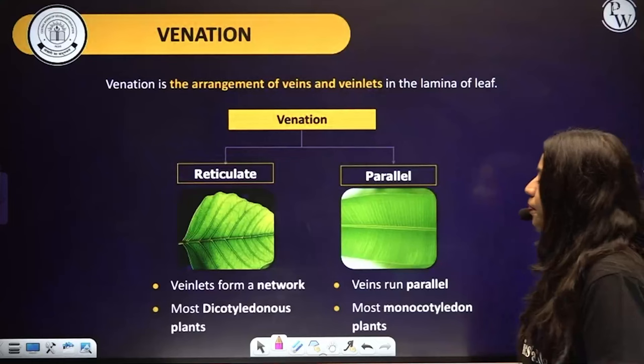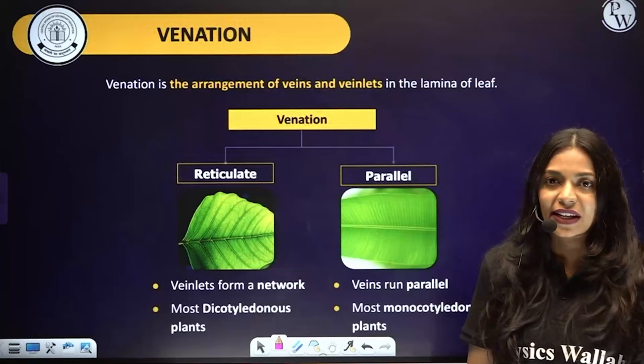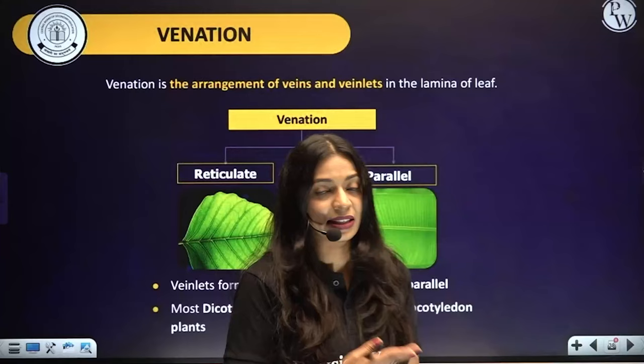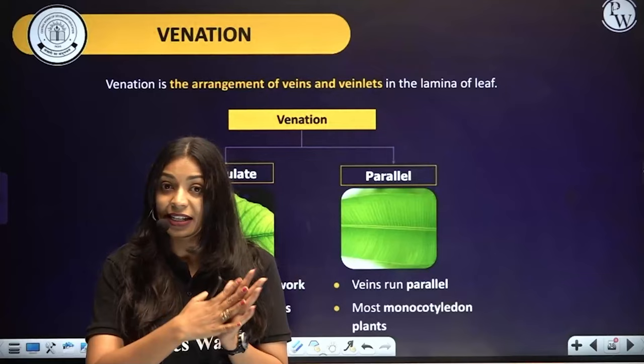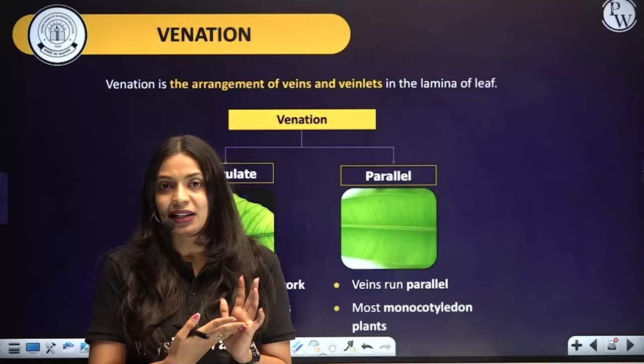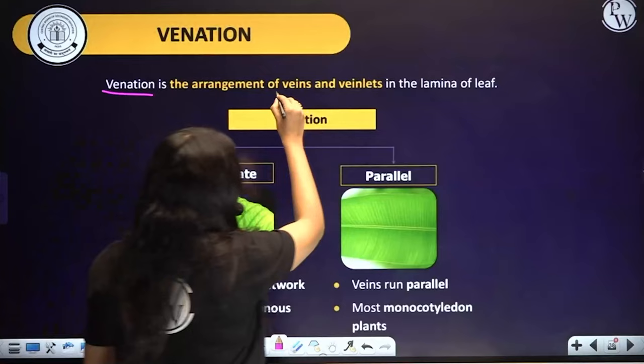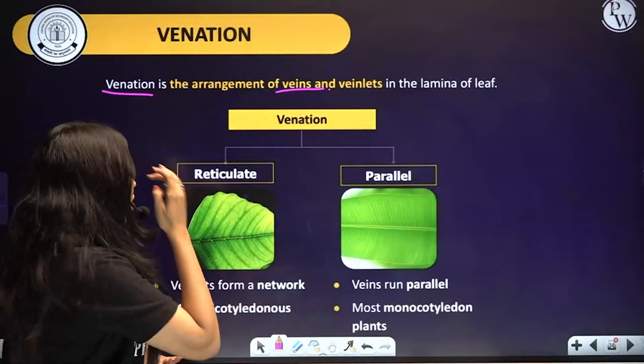Now let's talk about venation. What is venation? Venation is the arrangement of veins and veinlets in the lamina of a leaf. We just now discussed that a leaf has three parts: leaf base, leaf stalk, which is the petiole, and the leaf blade or the lamina. In lamina, I said that it contains the veins and veinlets, right? Venation is basically how these veins and veinlets are arranged in the lamina. So venation obviously refers to veins, right? So there are two broad categories of venation, which are reticulate and parallel.